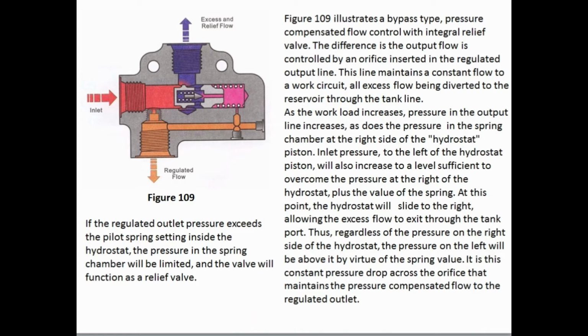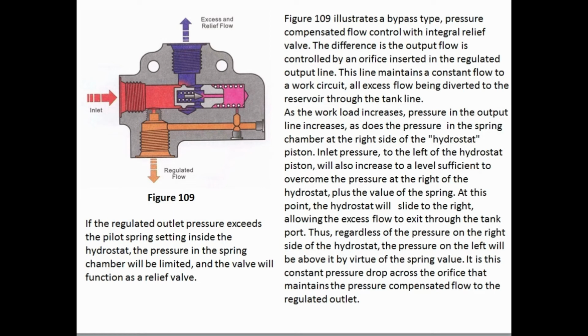The difference is the output flow is controlled by an orifice inserted in the regulated output line. This line maintains a constant flow to a work circuit, all excess flow being diverted to the reservoir through the tank line. As the workload increases, pressure in the output line increases, as does the pressure in the spring chamber at the right side of the hydrostat piston.